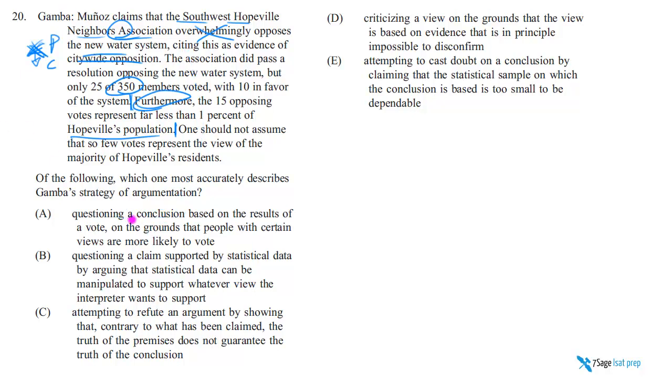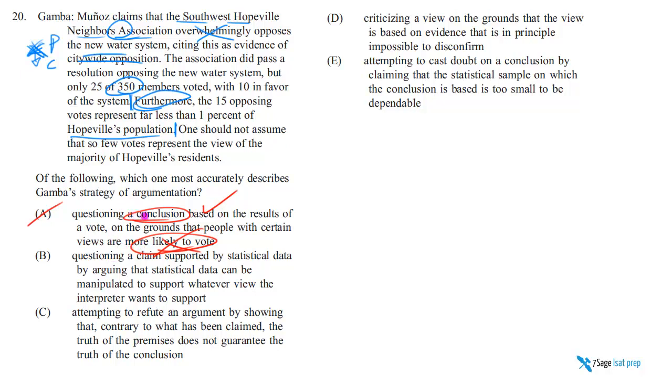Actually, I should use a different color for this. It questions this conclusion based on the results of a vote on the grounds that people with certain views are more likely to vote. So this so far is good. No, wrong. It could have been right. There are plenty of stimuli on the LSAT where this describes perfectly what the stimulus is doing.